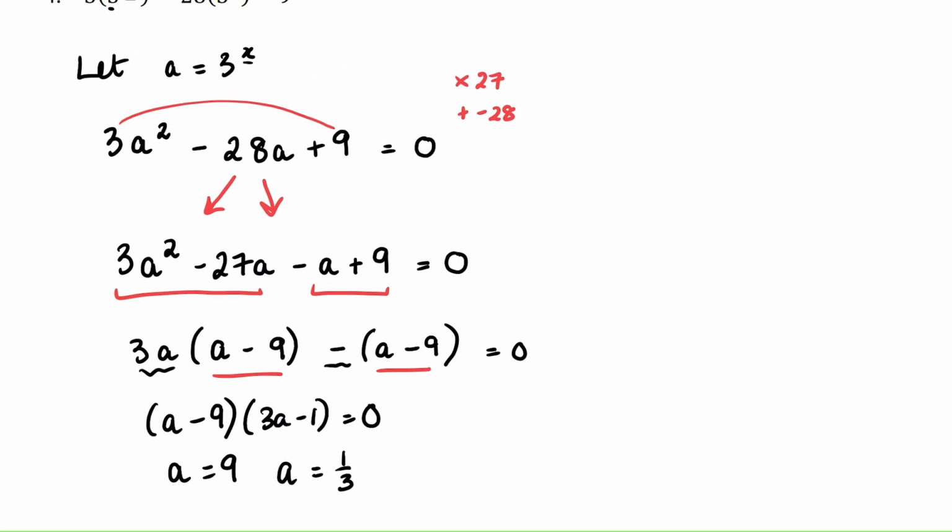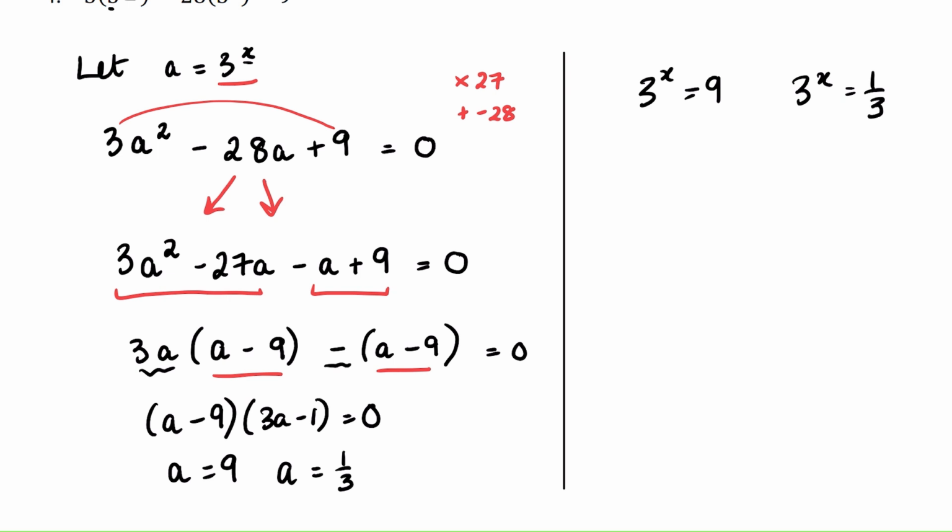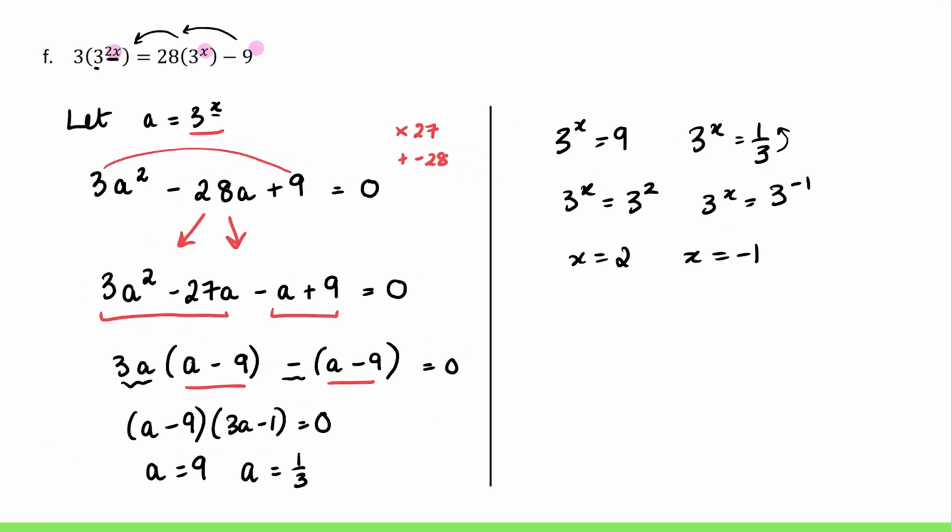But of course, I'm not looking for a, I'm looking for x. So at this point, I'm going to resubstitute 3 to the x into my function. So we'll have 3 to the power of x is equal to 9 and 3 to the power of x is equal to 1/3. Now I simply need to rewrite it with the same base. So that'll be 3 to the power of 2. And for 1/3, remember, when we take it to the other side, we just put it to a negative power. So that'll be x equals 2 and x equals negative 1. So a little bit more involved, but that's basically it. All right, that's it for this exercise. Enjoy.